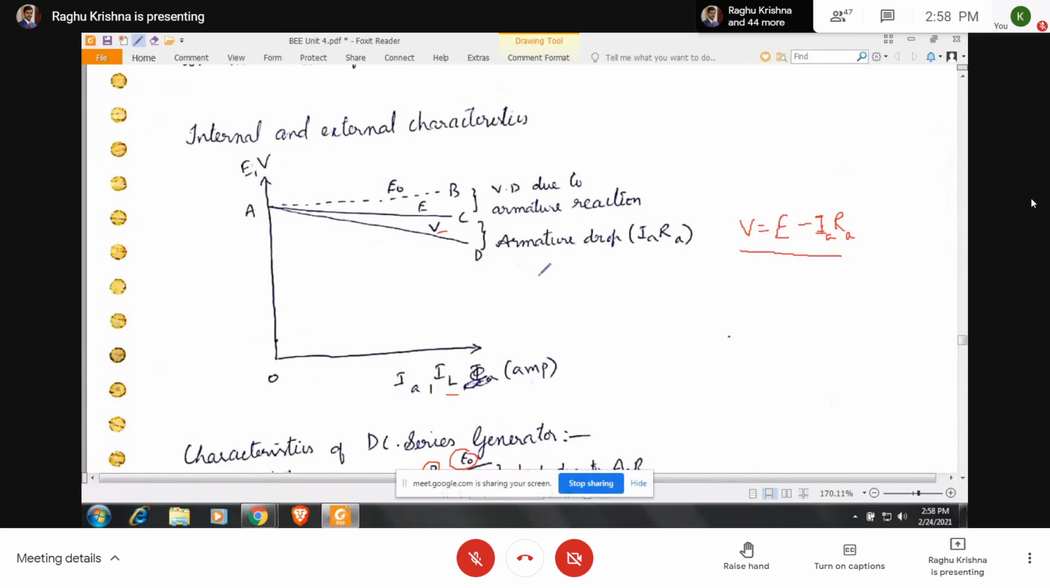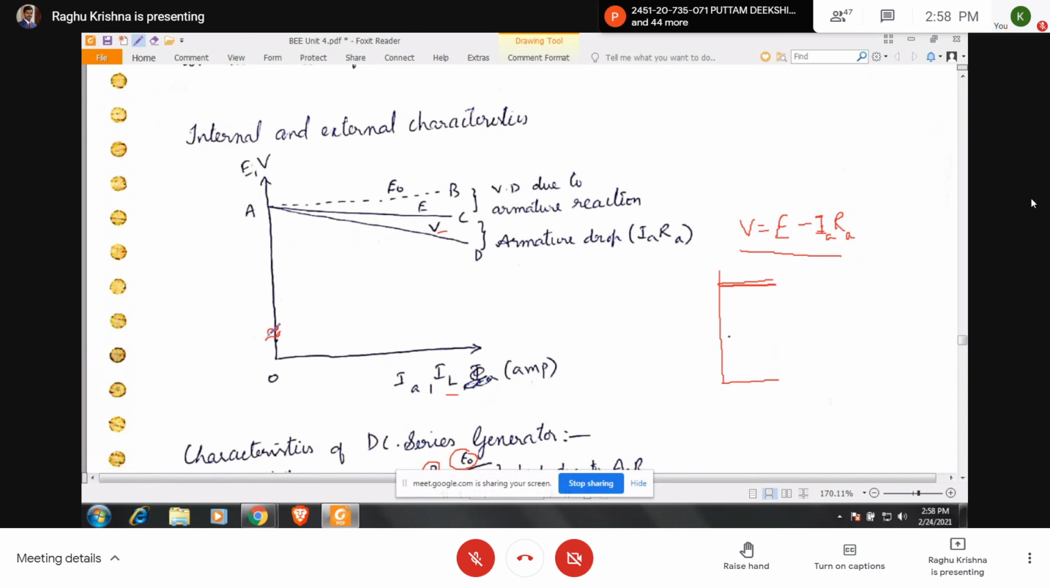I have not drawn more values on the y-axis. I have taken a breakpoint. If you draw correctly here, it will be like this, and you cannot differentiate these values. So in order to show these values, I have taken a breakpoint.